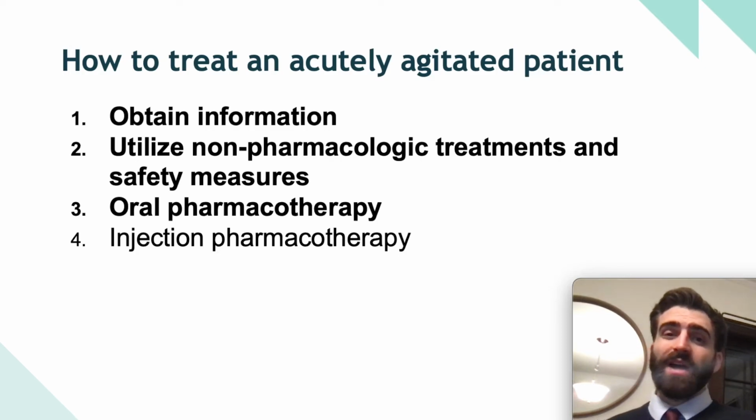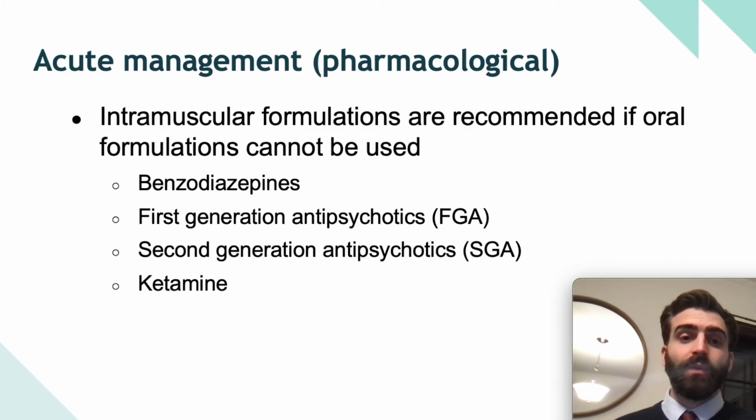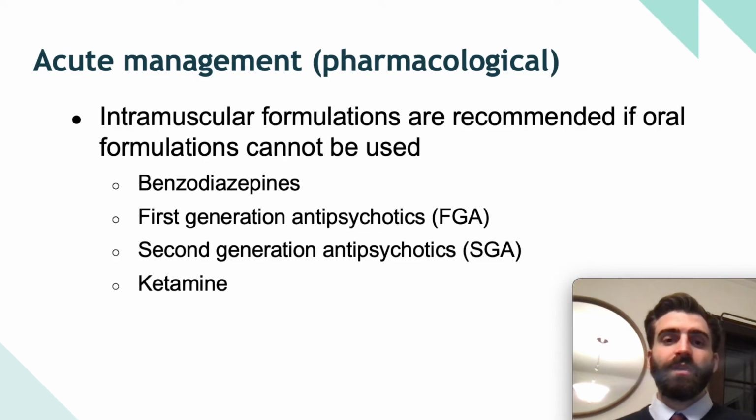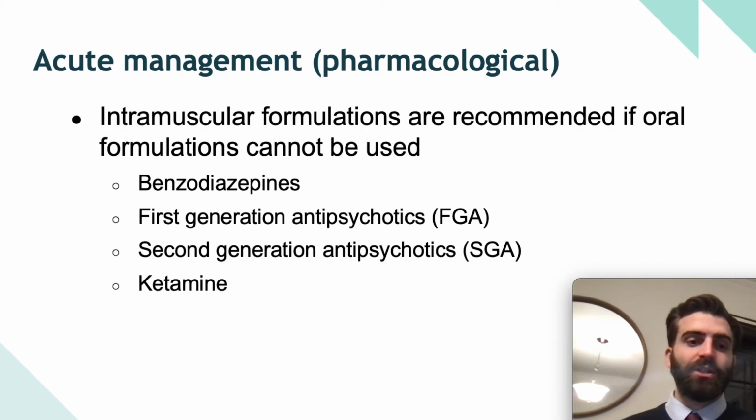Sometimes patients are so agitated that they're not going to agree to take oral medications. They won't answer any of your questions, so you might have to progress to an injection. Intramuscular formulations are recommended if oral formulations can't be used, and sometimes even IV medications are used in severe cases. But luckily, the medication classes are the same: benzodiazepines, first-generation antipsychotics, and second-generation antipsychotics. We did add one medication here, which is ketamine, which can sometimes be used in acute agitation.